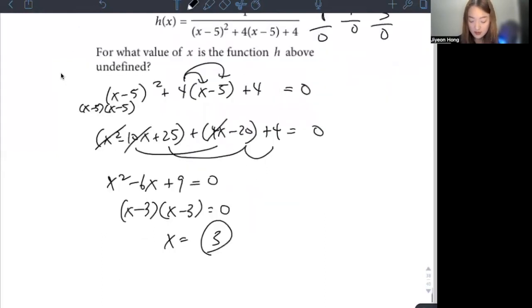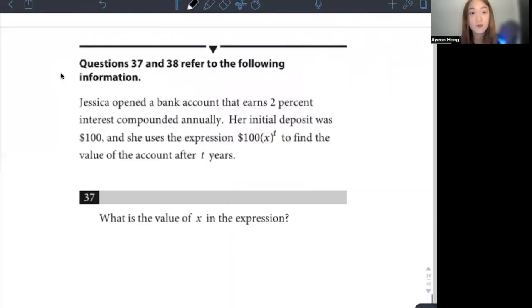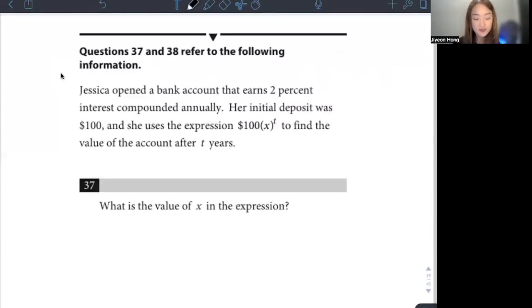All right. Number 37, Jessica opened a bank account that earns 2% interest compounded annually, meaning that every year you just get a 2% interest every time. Her initial deposit was $100, and she uses the expression 100 times x to the t power to find the value of the account after t years. What is the value of x in the expression?